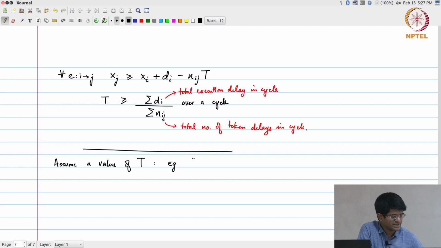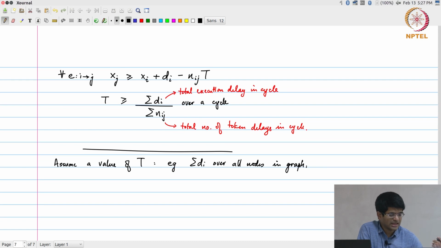One possible value could be just summation of di over all nodes in the graph. This is obviously very pessimistic, but the point is choosing a large value of t is always safe. That is like saying that if I choose a large clock period for running a synchronous digital circuit, it is always guaranteed to never have a setup violation. As long as I operate my circuit slowly enough, I will never run into a problem in terms of timing.